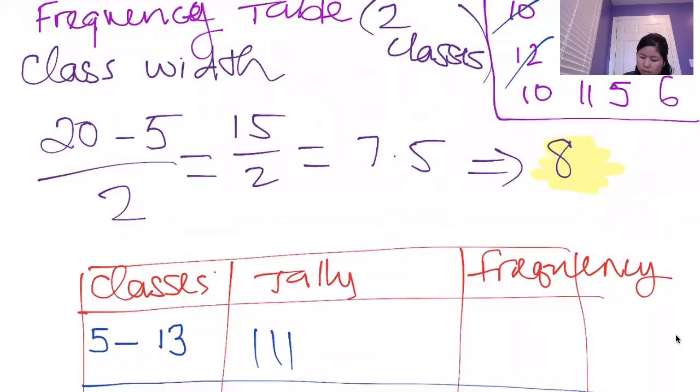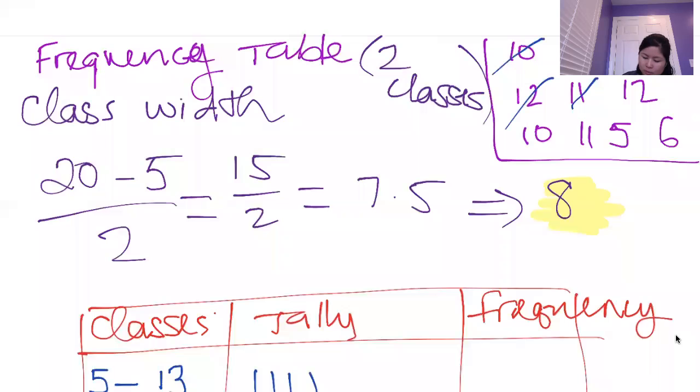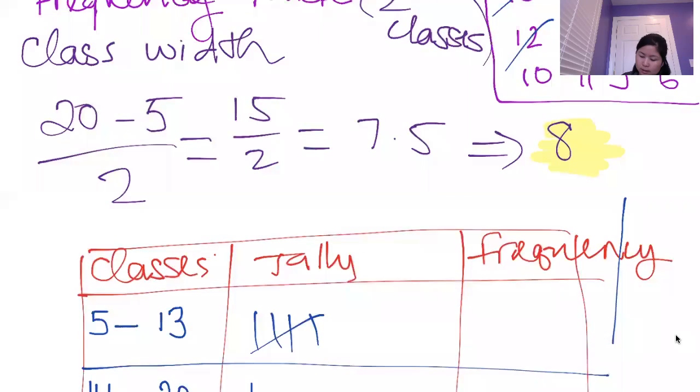And then I can move on to 11. 11 should be here. The next one is 12. So 12 should still be here, in the first class. And then I look at the next one, which is 10. 10 should be here as well. 11 is still in the first class. 5 should be here. The last one should be here too.